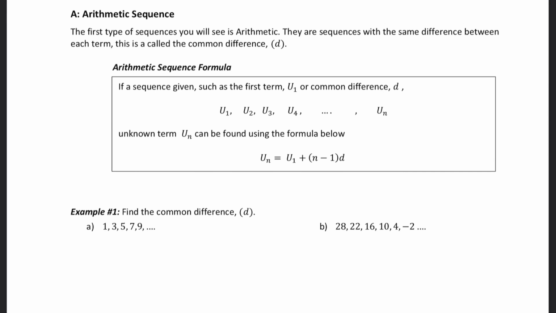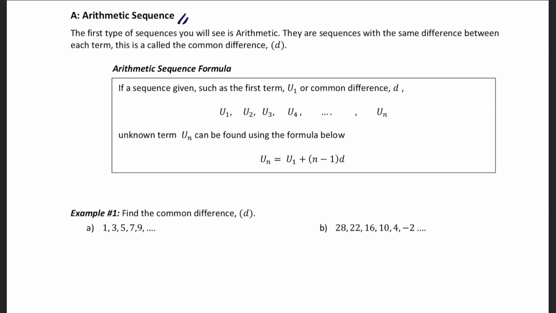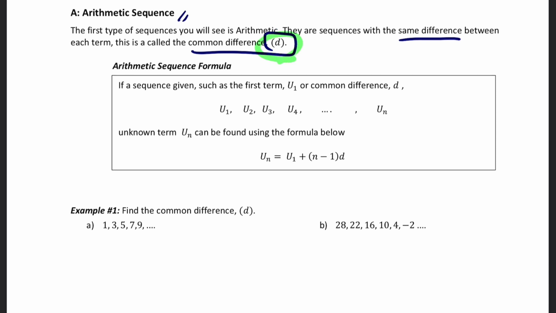Today's video, the topic that we're going to mainly focus on is called arithmetic sequence. These are sequences with the same difference between each term, and this is called the common difference. So the difference between each term is called the common difference, and we use the notation D to represent the common difference.